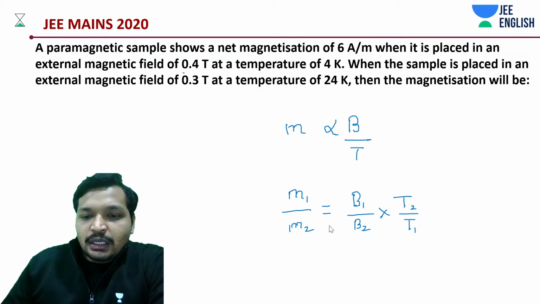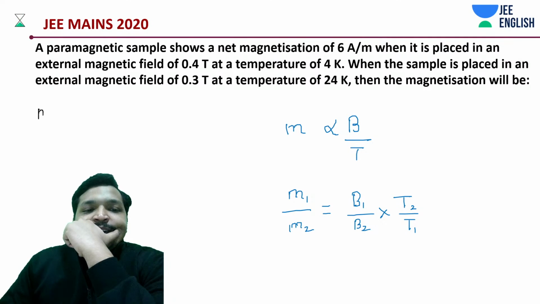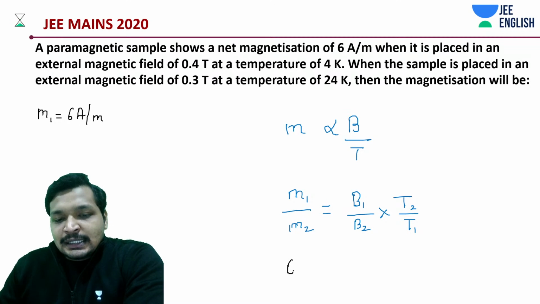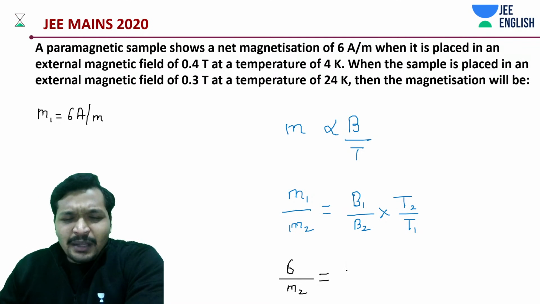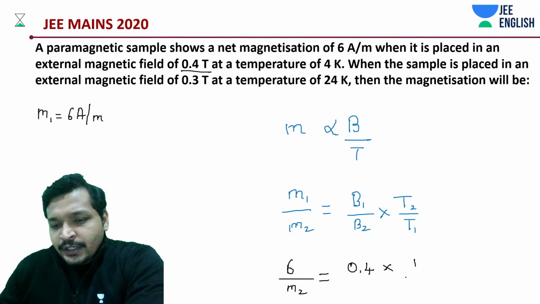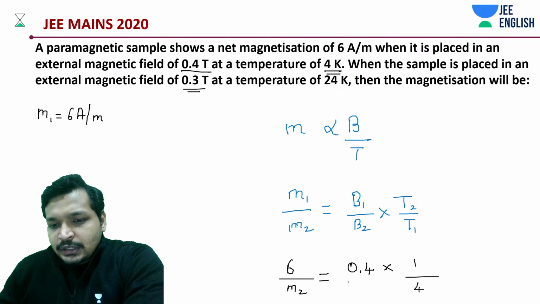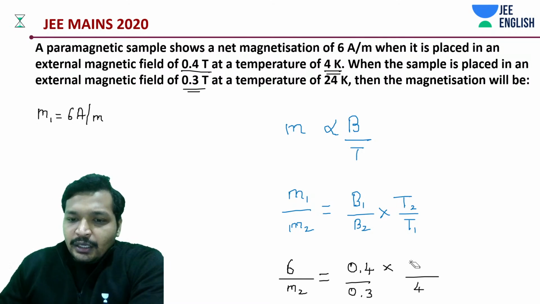Given to us is M1. Okay, let's write down that thing. M1 is 6 ampere per meter. The rest will be directly substituted. So M1, that is 6 ampere per meter, divided by M2 is equal to B1, which is 0.4 Tesla, divided by T1, which was 4 Kelvin. And then we have B2, which is 0.3, into 24 Kelvin.